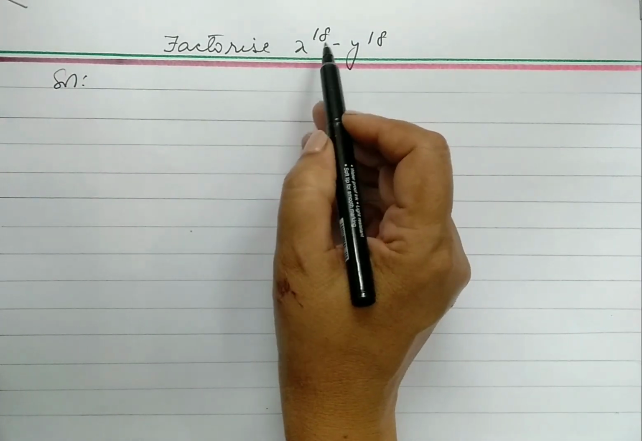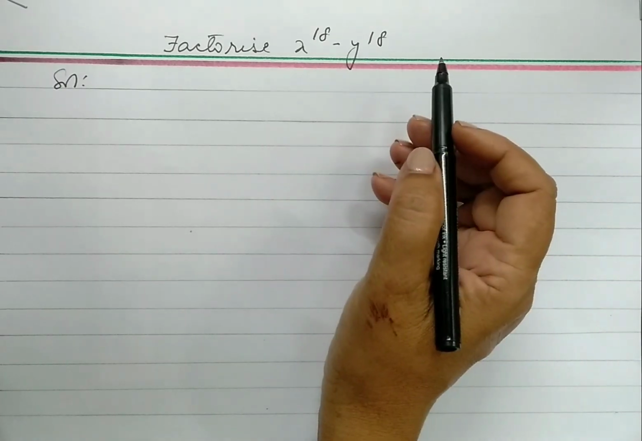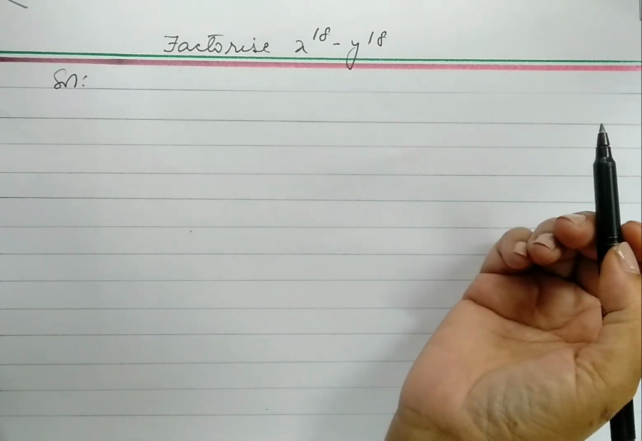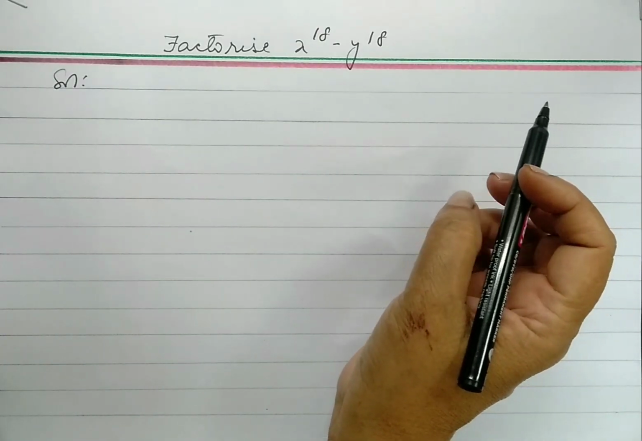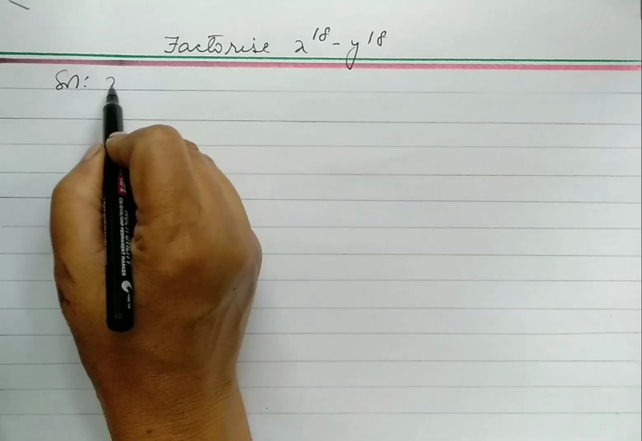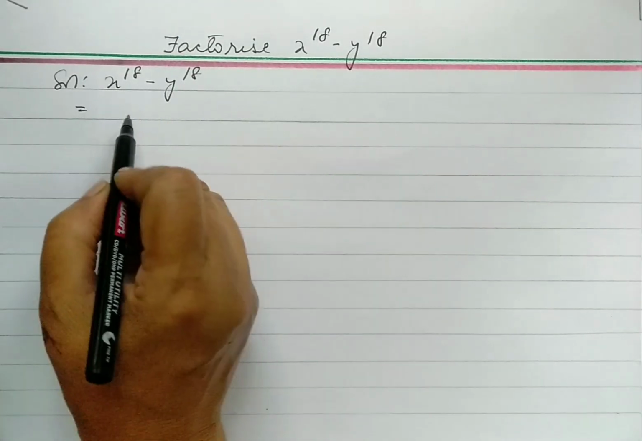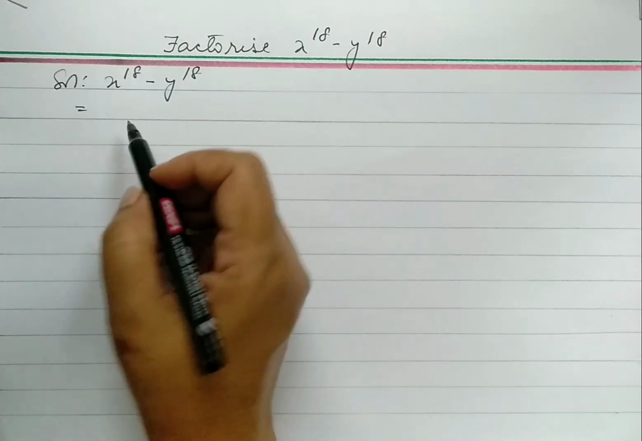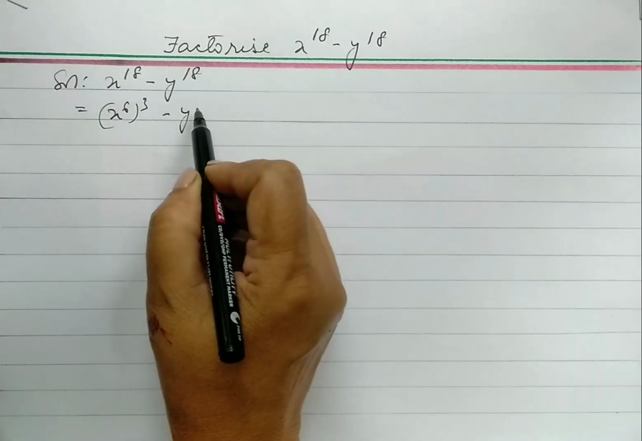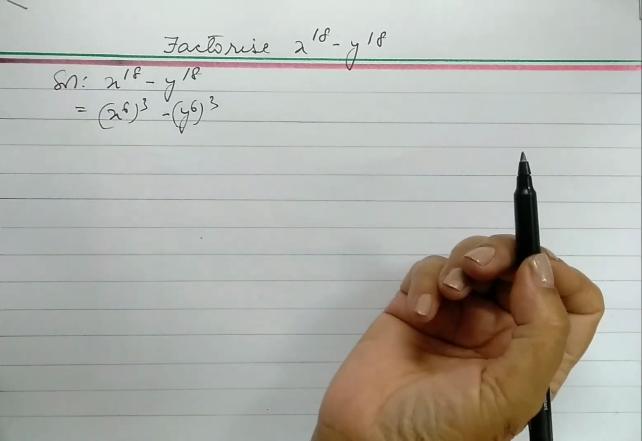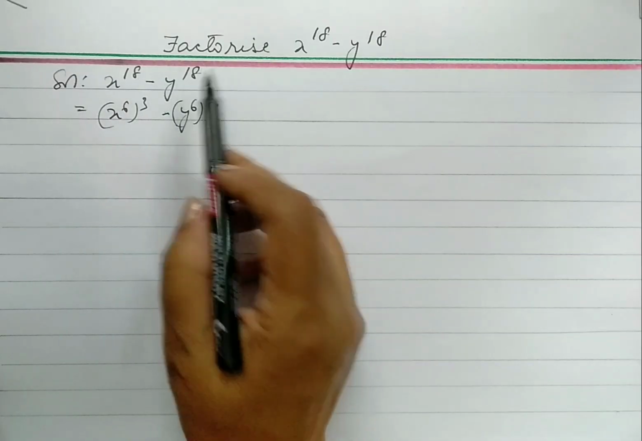So since we have x to the power 18 here minus y to the power 18, how do we resolve it to at least get an identity into focus so that it is easier for us? Since we write this as the question here, the first step is to change this in this manner. Why do we do this? Because we know that 6 into 3 is 18.